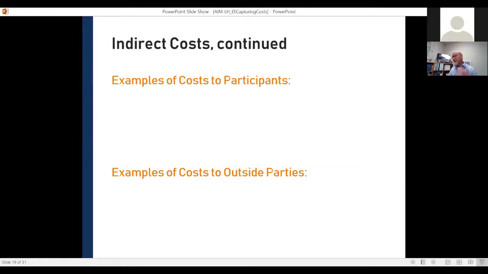So I already gave one example of cost to participants. Can you think of some other ways that a participant might have a cost to be part of one of our programs or interventions that we're offering for free? That is, we're not requiring any sort of co-payment. I'm going to give a moment. We've got some really good input. Travel, yeah, transportation, great. That's from an attendee. Absolutely. And what about examples of costs to outside parties?